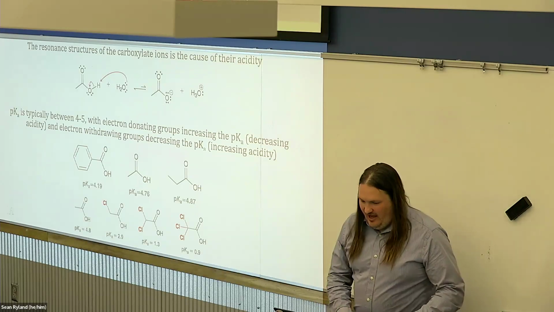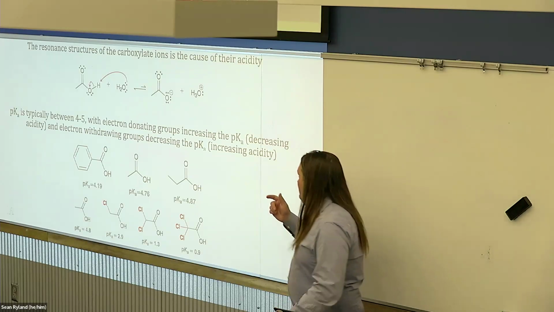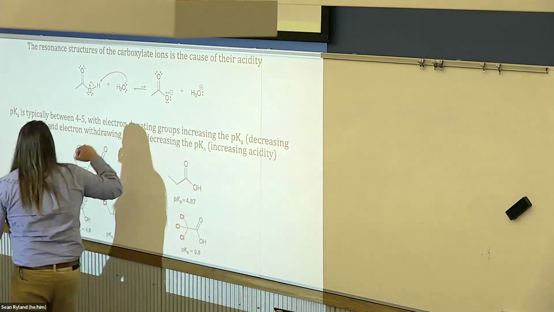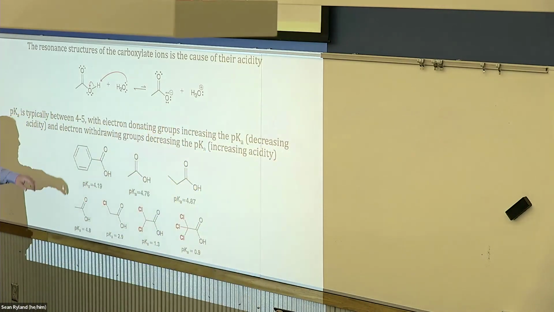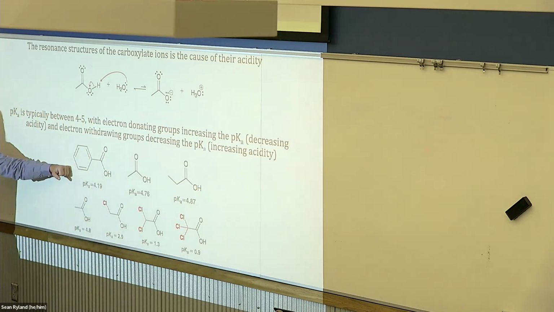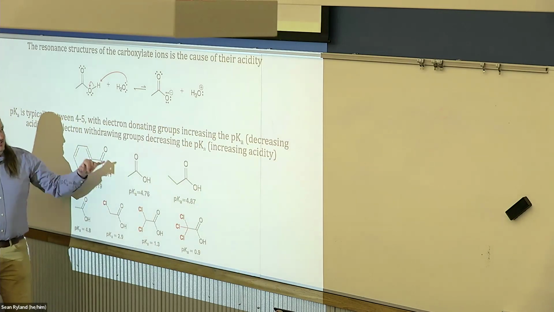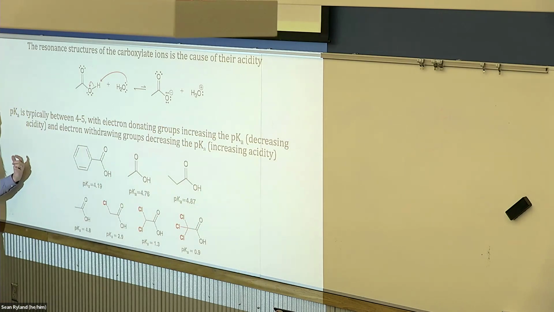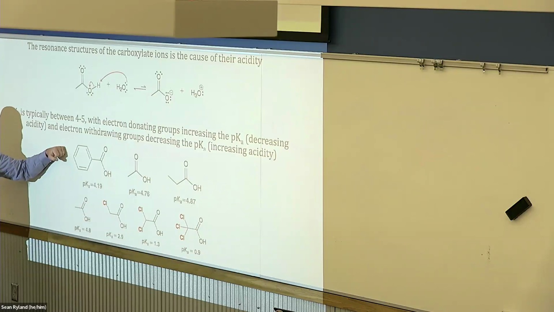So when we start looking at other things, in general, the more resonance you're going to have with your deprotonated form, the more acidic it's going to be. The easier it's going to be to pull that hydrogen off. So they're all in the same ballpark. The main thing is getting that first resonance structure. But in general, as you add more resonance, the more acidic it's going to get.